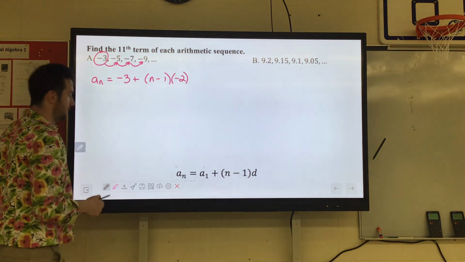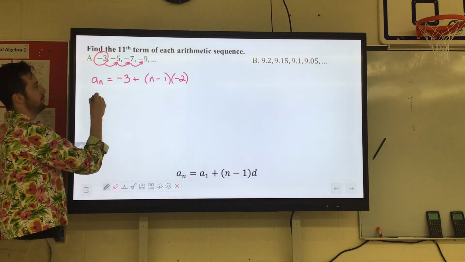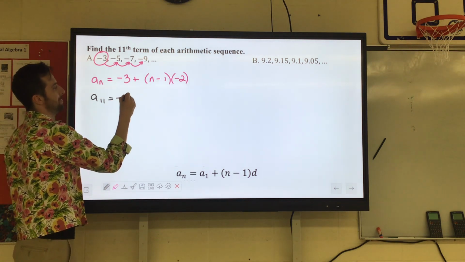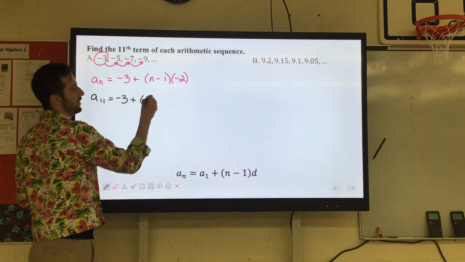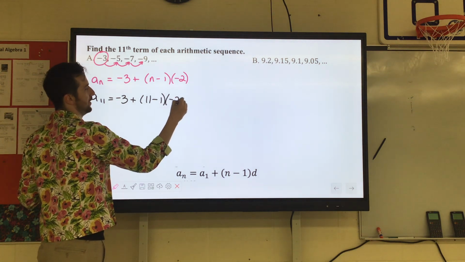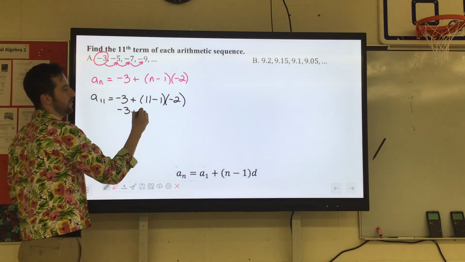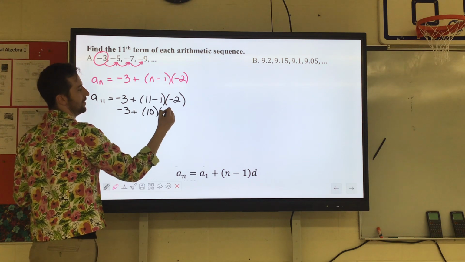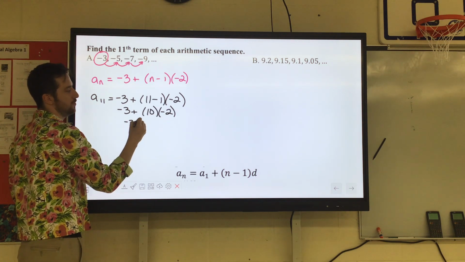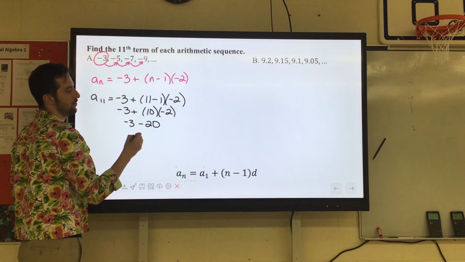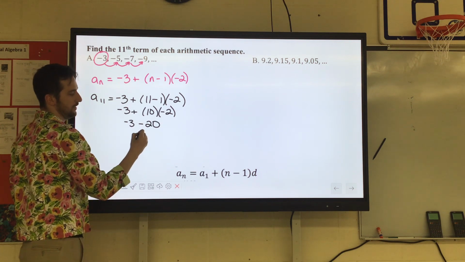Cool. Now they're saying find the 11th term. Negative 3 plus, we have 11 minus 1 times negative 2. 11 minus 1 is 10. 10 times negative 2 is negative 20, and negative 3 plus negative 20 is negative 23.